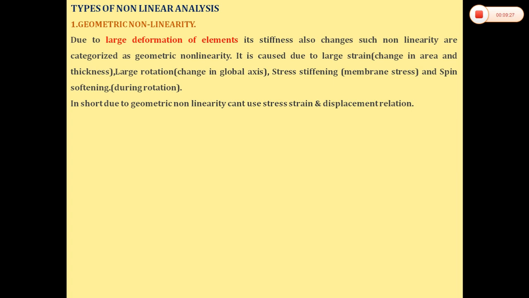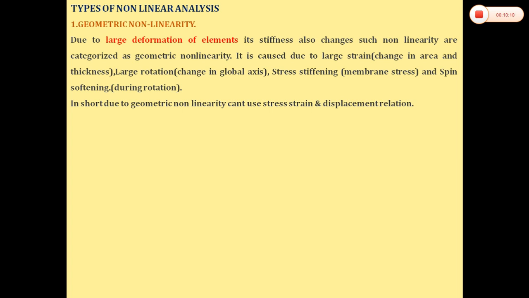Due to large deformation of elements, see, elements. I am not using the word object here, because in FEM we are dealing with the element. We have discretized that particular structure, and now the element is deforming, not the object. The element deforms, and then we interpolate that result and give the conclusion. So whether it is tria, tetrahedron, hexa, or bricks, or a 1D element, any element, if it has large deformation, its stiffness will also change.